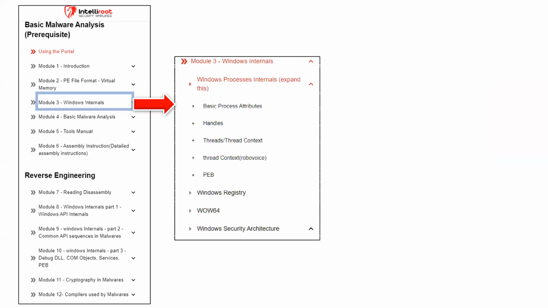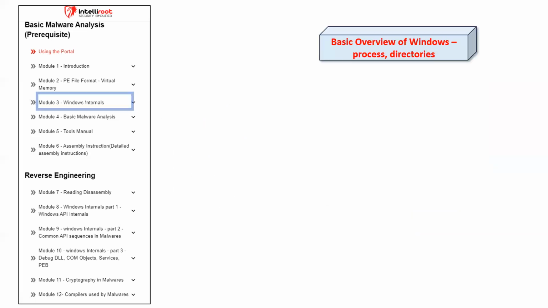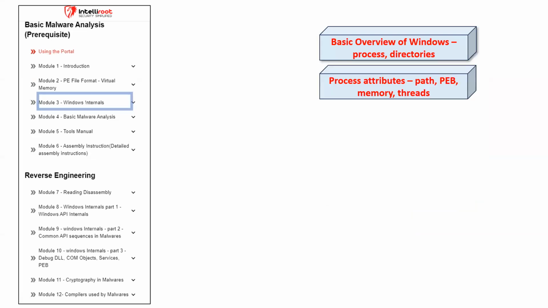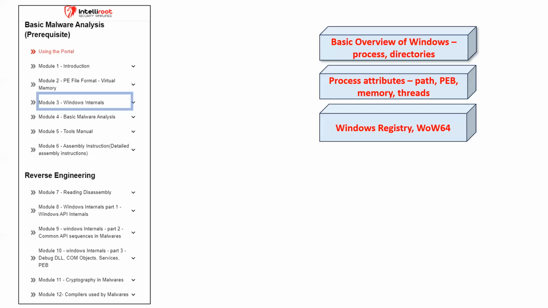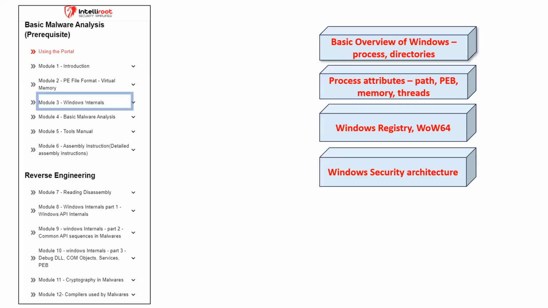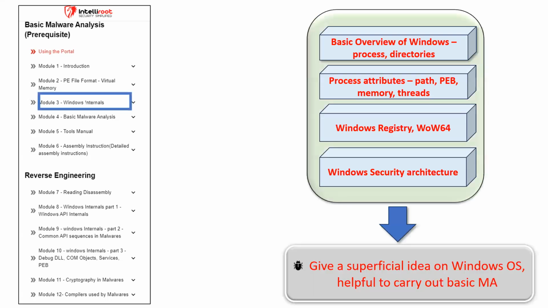Module 3 covers basic Windows internals. It gives a basic overview of the Windows operating system, like the common processes and directories in Windows OS. It talks about the process attributes like path of the image, PEB, memory, threads, which would be useful in analyzing malwares. It also talks about Windows registry, WoW64, Windows security architecture, and the knowledge gained from this module would be helpful in carrying out basic malware analysis. In some of the later modules, we talk about Windows internals in much more depth.